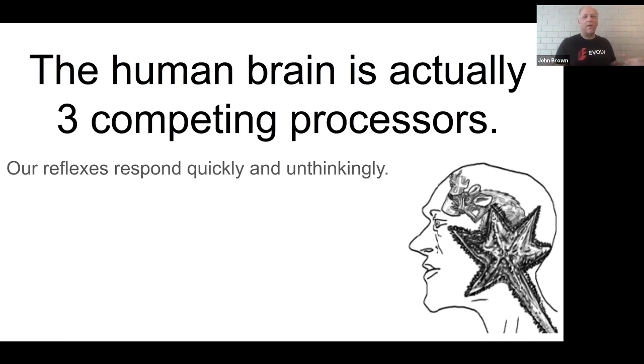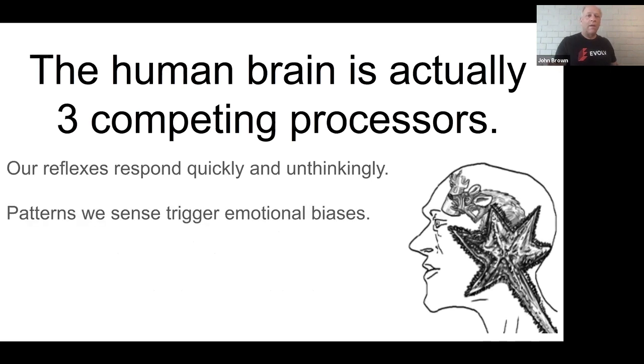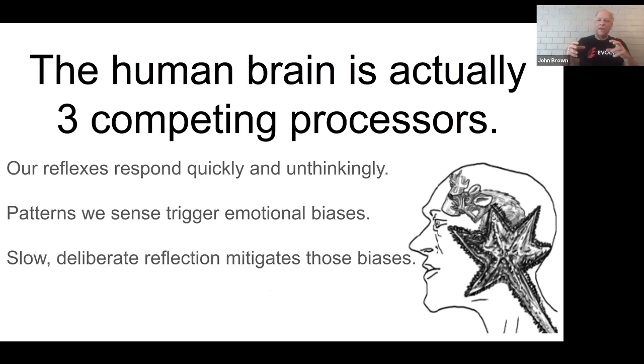So our reflexes respond quickly and unthinkingly to all stimuli, neural stimuli. And the patterns that we sense in those stimuli trigger emotional responses. And then the slow, deliberate reflection, the ability to read and write and apply logic, and count, those things can mitigate those biases. They will be colored by them, but if we're careful, then the slow, deliberate thinking can realize that it's being affected by these emotional biases and can take control of how we perceive new information.